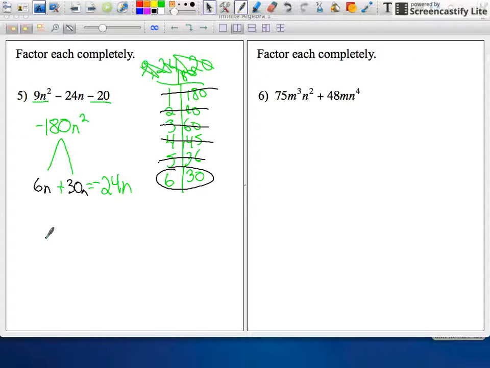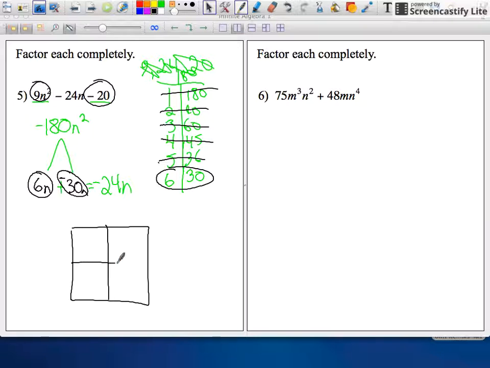Now I play with the signs. I need a negative 24, which means I probably need this one to be negative. Now, if I check it, if I add these together, I get negative 24. If I multiply them together, I get negative 180. So these are my pieces. They're going to go along with these original pieces into my box. We've got 9n squared and negative 20.